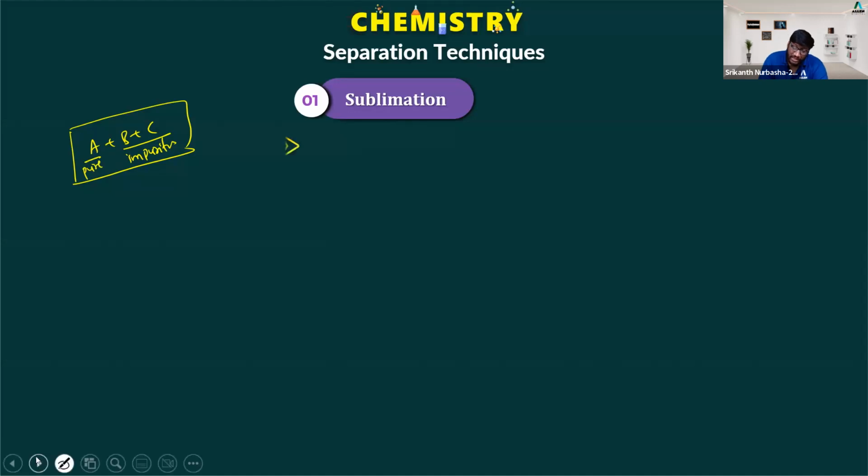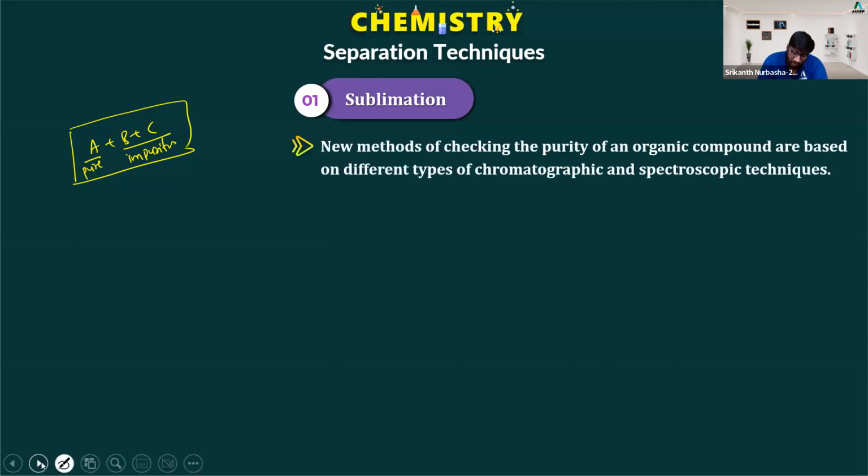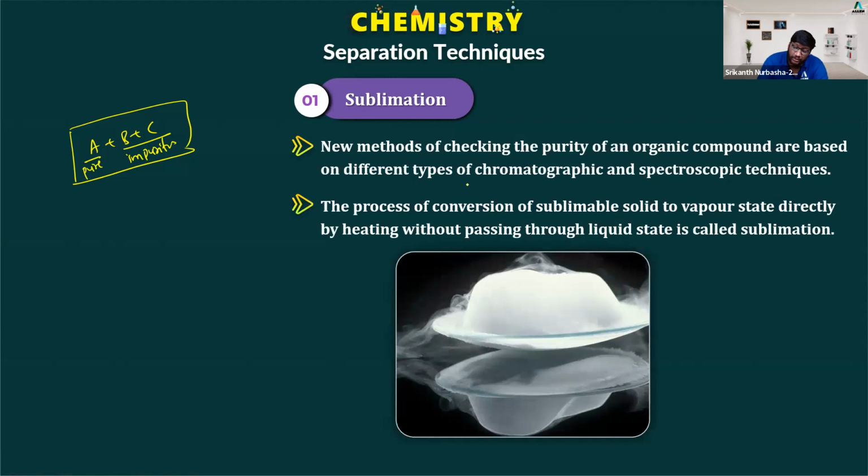New methods of checking the purity of a compound are based on different types of chromatography and spectroscopy techniques. As I have told you, gas chromatography. There are other methods as well, AFM, XRD. You will study about those in the future, in the higher levels.